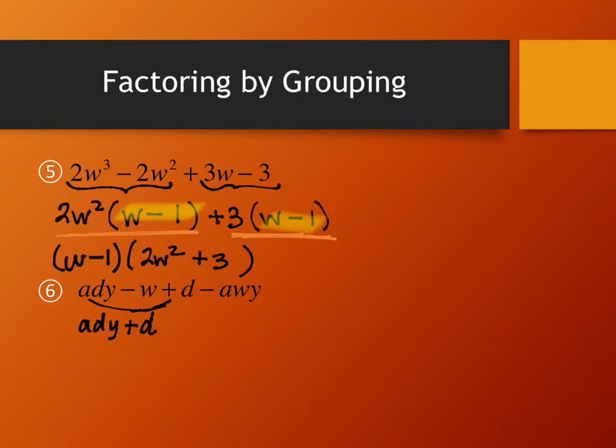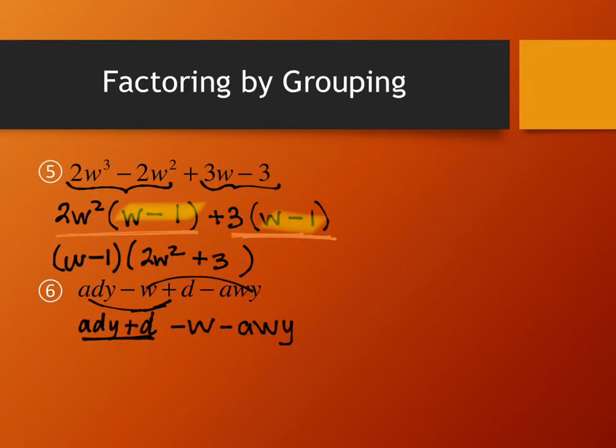And then I'll do the middle, like the second and the fourth one together. So I have minus W and minus AWY. Okay, so again, it's not the only thing I could try, but it's a possibility to try. We can see if it works. And if it doesn't, we'll try something different. So on this one then, looking at those first two after I've rewritten them, what do they have in common?